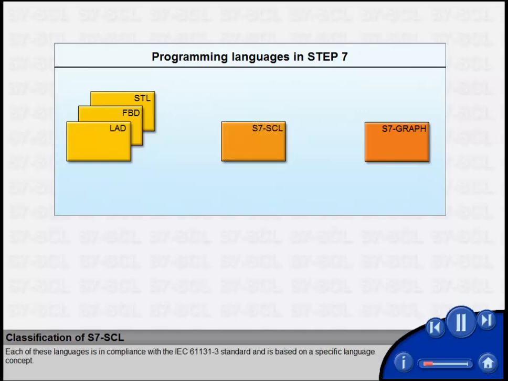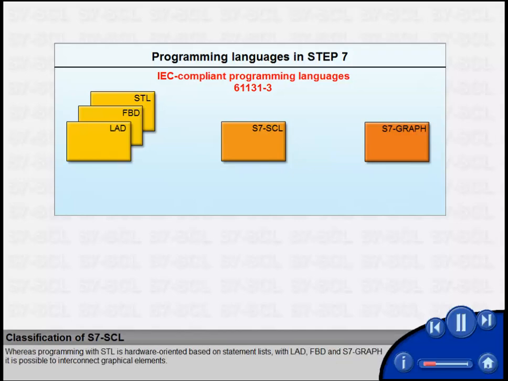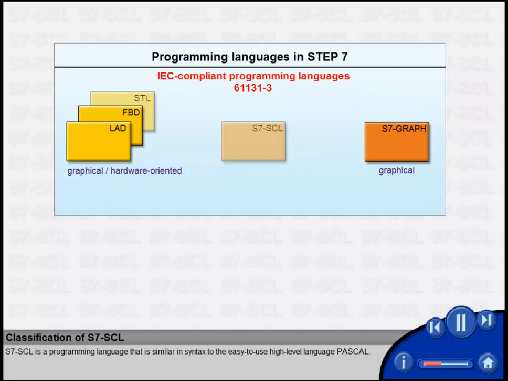Each of these languages is in compliance with the IEC 61131-3 standard and is based on a specific language concept. Whereas programming with STL is hardware-oriented based on statement lists, with Ladder, FBD and S7 Graph, it is possible to interconnect graphical elements. S7-SCL is a programming language that is similar in syntax to the easy-to-use high-level language Pascal.